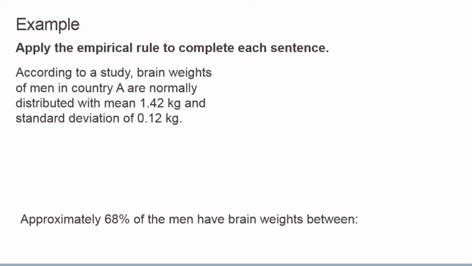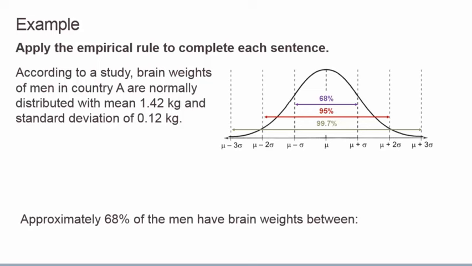Example: apply the empirical rule to complete each sentence. According to a study, brain weights of men in country A are normally distributed with mean 1.42 kilograms and standard deviation of 0.12 kilograms. Approximately 68% of the men have brain weights between. We want to use our empirical rule to solve this problem. Because we're looking at 68%, that's within one standard deviation of the mean. So we want to find mean minus the standard deviation and mean plus the standard deviation.